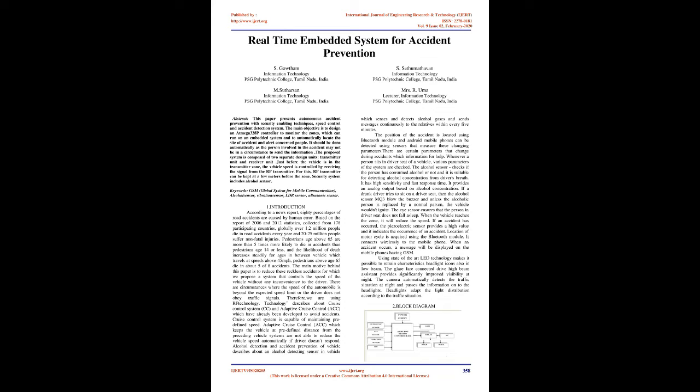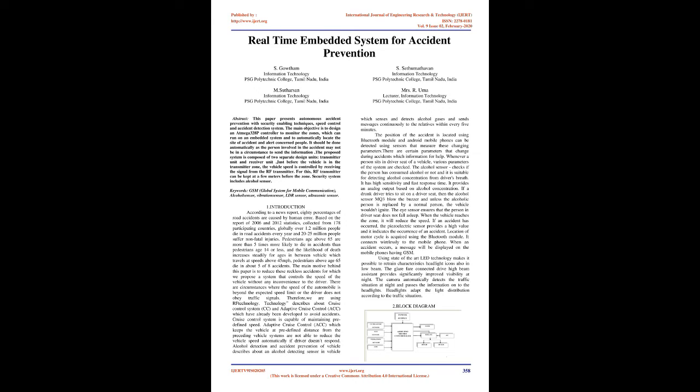Real-time embedded system for accident prevention. Abstract: this paper presents autonomous accident prevention with security-enabling techniques, speed control, and accident detection system. The main objective is to design an ATMEGA 328P controller to monitor the zones, which can run on an embedded system and to automatically locate the site of accident and alert concerned people.